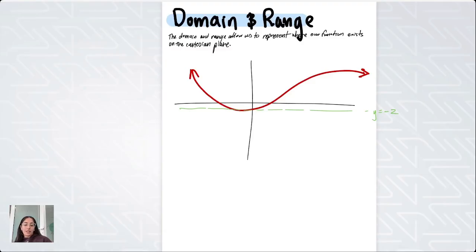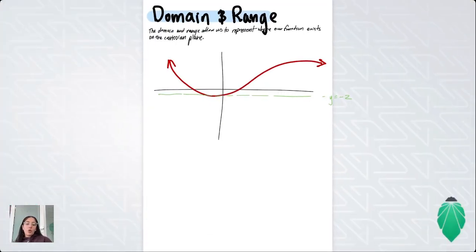Is there any x value that this function doesn't exist for? If I plug in this x value, does the function exist? What about if I plug in an x value all the way over here? Will it exist? Tarek? Yeah, it will, because you can just imagine it keeps going on forever. So what you would say here is that it exists for all x values, but it only exists for y values above y equals -2.